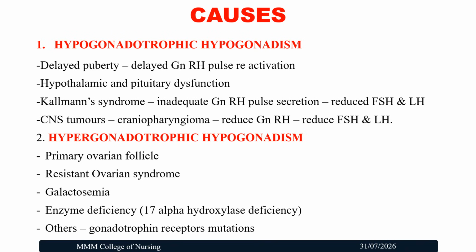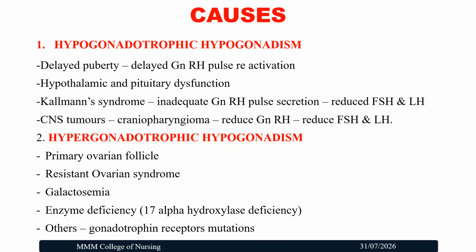Then CNS tumors, then craniopharyngioma. These two conditions may lead to reduced GnRH, gonadotropin releasing hormone, so that will lead to reduced secretion of follicle stimulating hormone and luteinizing hormone.